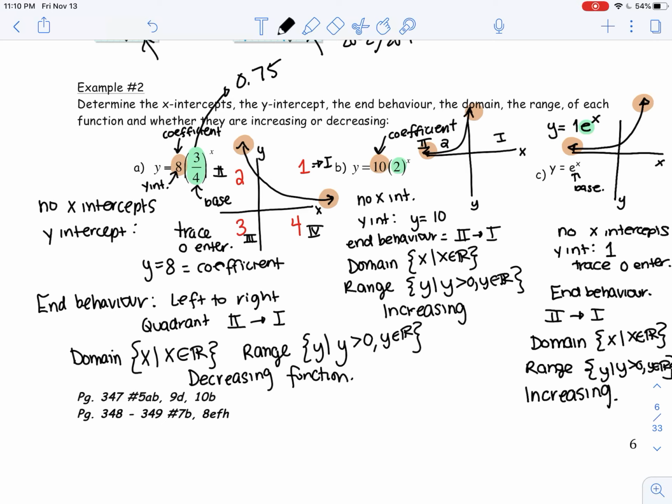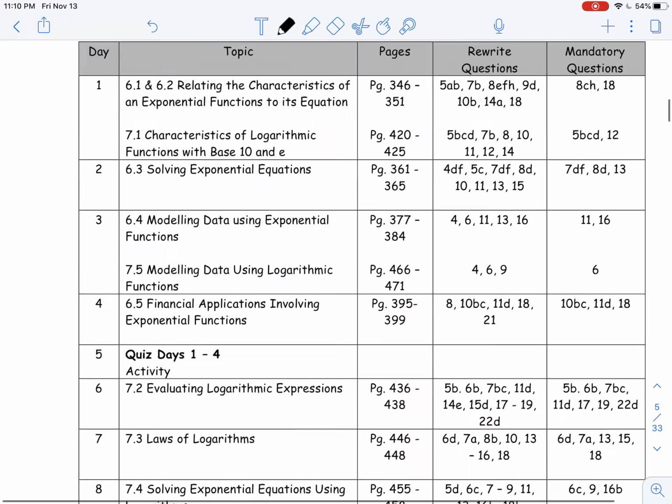If your base is a decimal number less than 1, you're going to find that it's going to be a decreasing exponential, versus if you have a whole number like 2, 3, 4, or 2 point something. So anything greater than 1 will actually give you an increasing function.